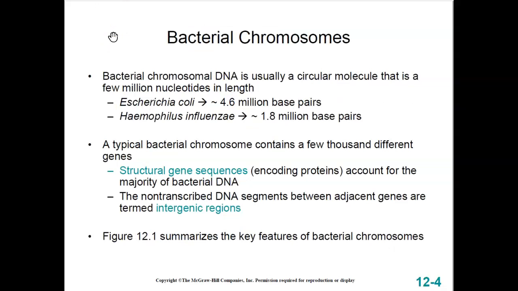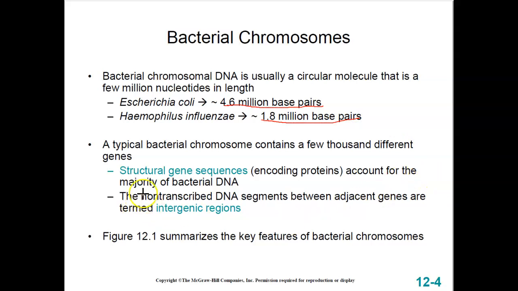So bacterial chromosomes, how do they accomplish this? Bacterial chromosomes are much smaller than eukaryotic chromosomes. In E. coli, they have about 4.6 million base pairs. In H. influenzae, 1.8 million base pairs. That's dinky compared to what eukaryotes have.